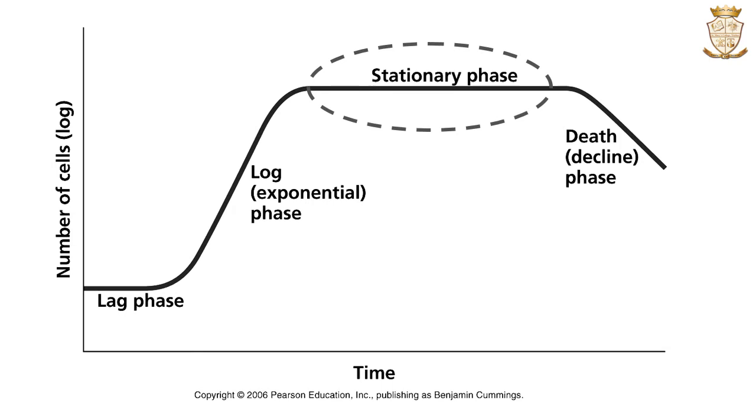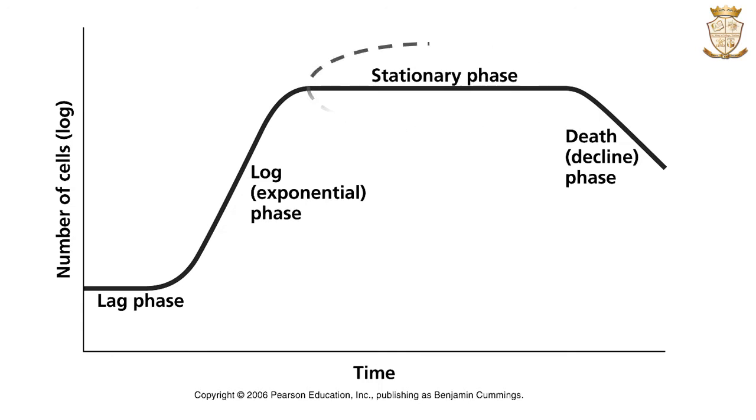The next phase is the stationary phase, and during this phase, the reproduction of bacterial cells is offset by their death. So, the population reaches a plateau. The reasons for bacterial death during stationary phase include the accumulation of metabolic waste, the lack of nutrients, and the unfavorable environmental conditions that may have developed.